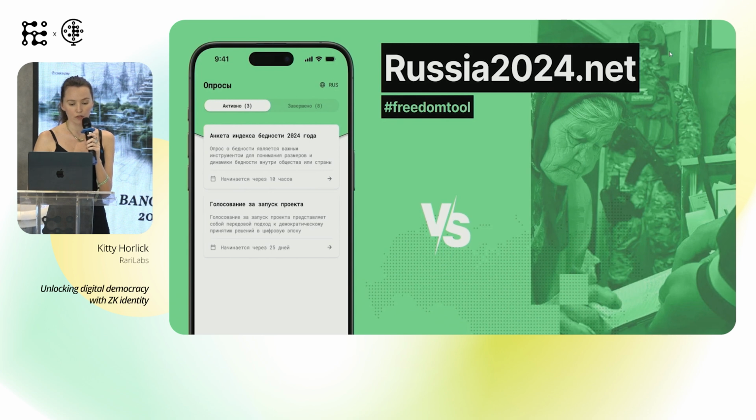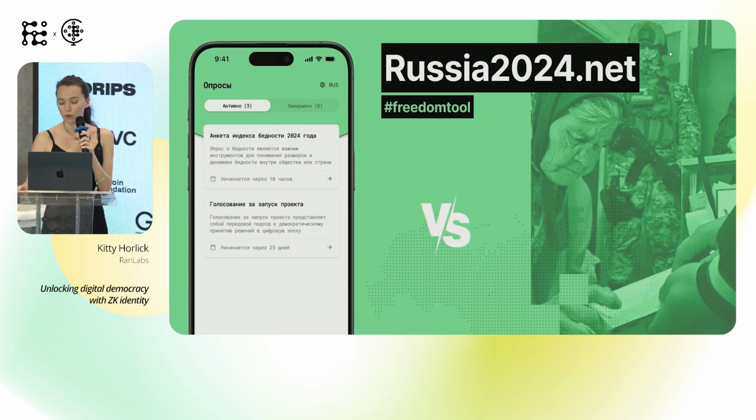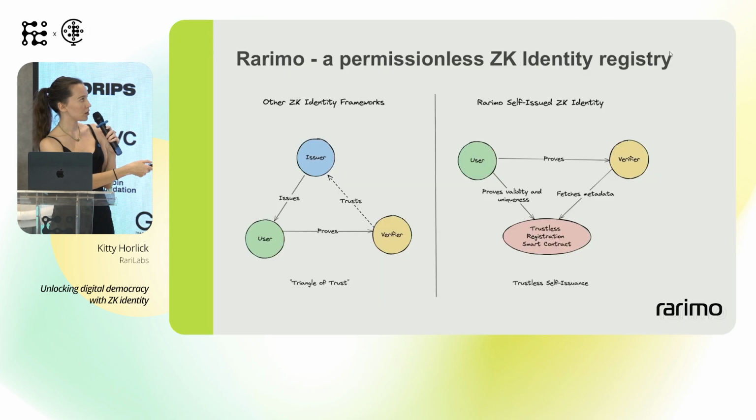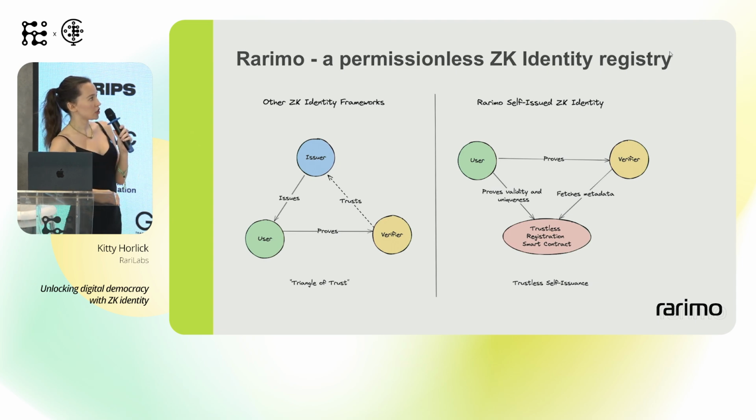So that's the overview of how the app works. But what I want to talk about now is what's happening under the hood and how in the process of building this, as I mentioned, we were able to create a model for stronger and more robust privacy in Web3. So one of the biggest challenges that we faced when we were building Freedom Tool, and that most identity protocols will struggle with, is uniqueness.